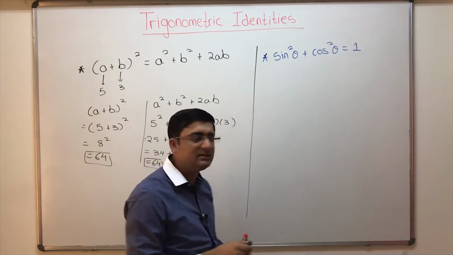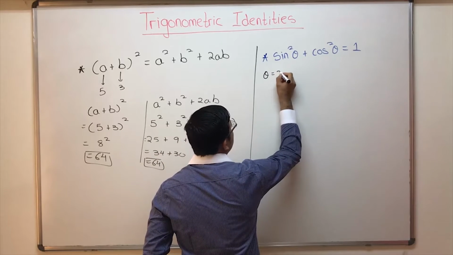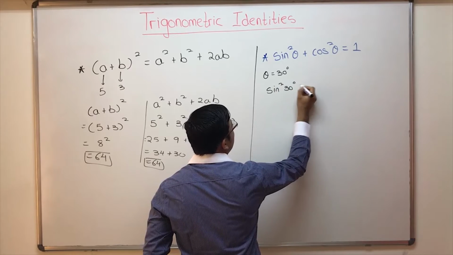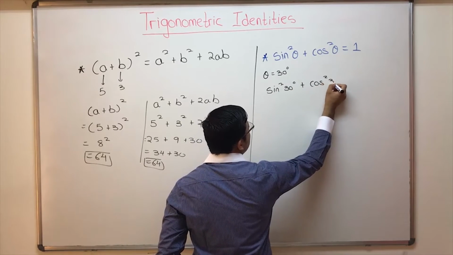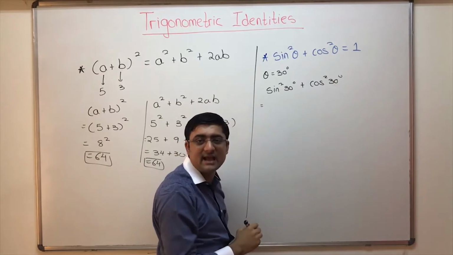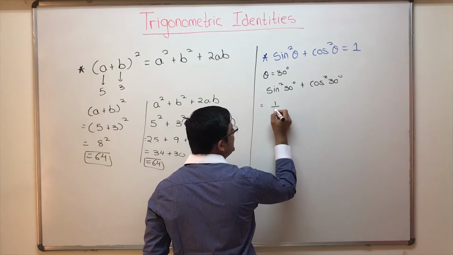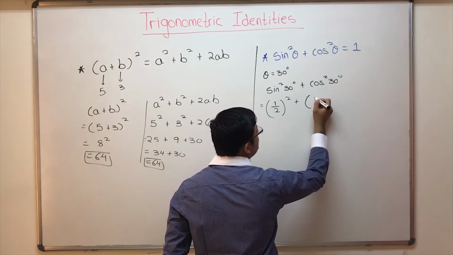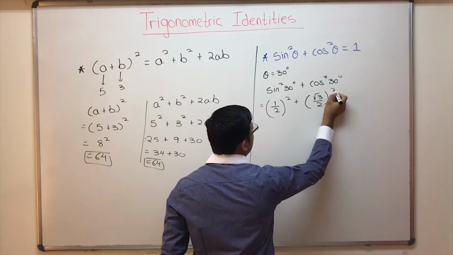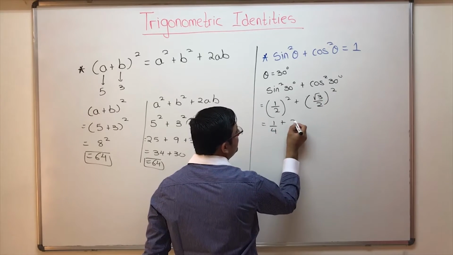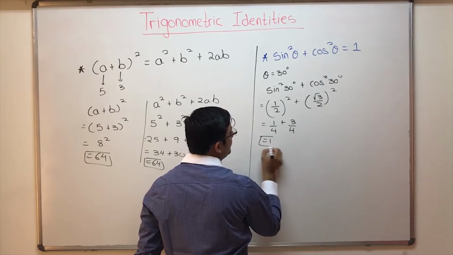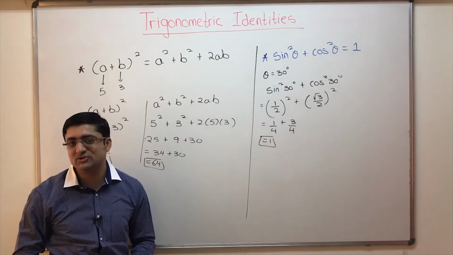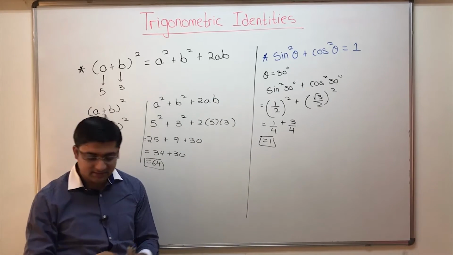So let's say I take theta as 30 degrees. So we have sine square 30 degrees plus cos square 30 degrees. Right? So recall, what is sine 30 degree? Half. So sine square means sine 30 the whole square, plus cos square 30 means cos 30 the whole square. Cos 30 is root 3 by 2. Root 3 by 2 the whole square. So 1 by 4 plus 3 by 4. That is equal to 1. See? So sine square of any angle plus cos square of the same angle is equal to 1. So this over here is the first trigonometric identity.